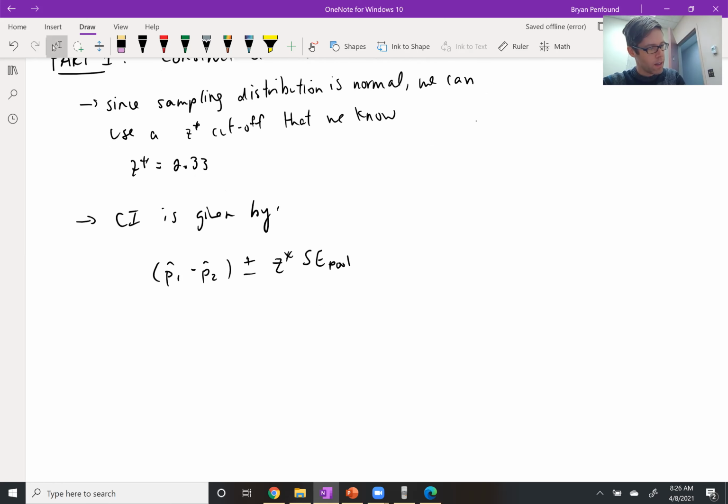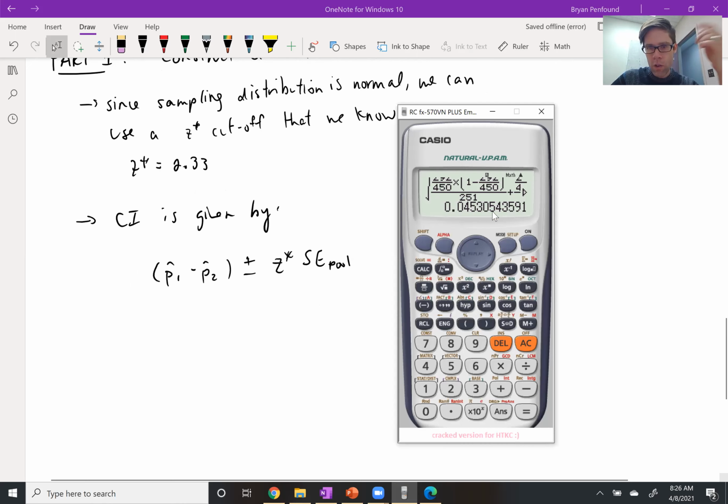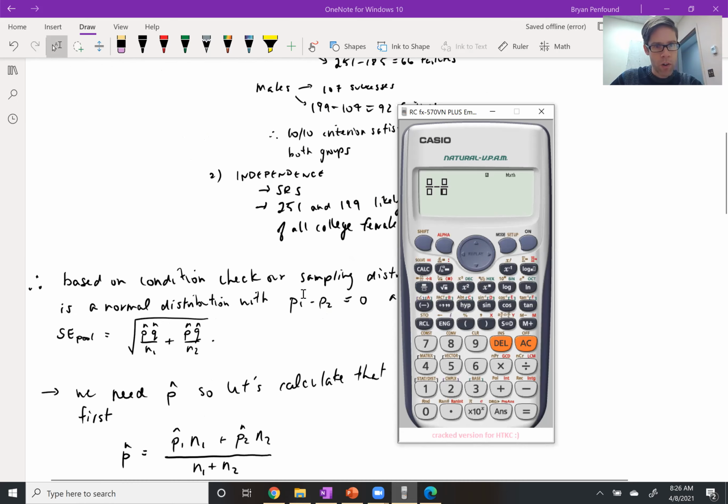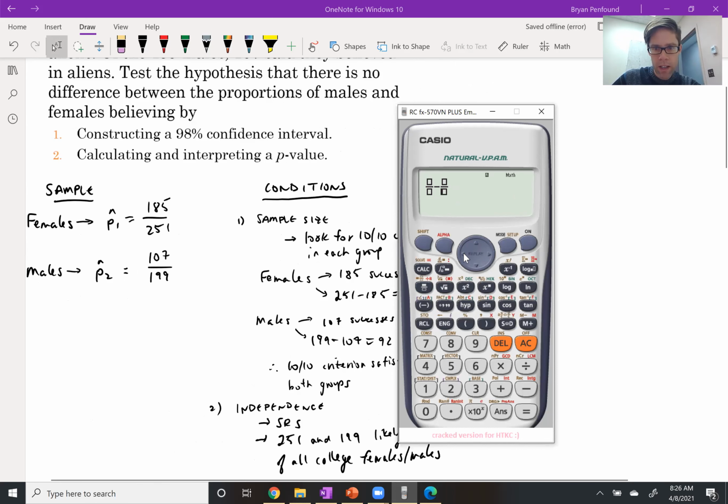Okay, so what was P1 minus P2? Let's try to get this as a decimal number. So P1 minus P2. Now, I'm just going to scroll up and grab those numbers for us. P1 was 185 over 251, and P2 was 107 over 199.